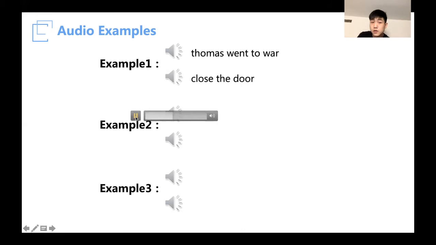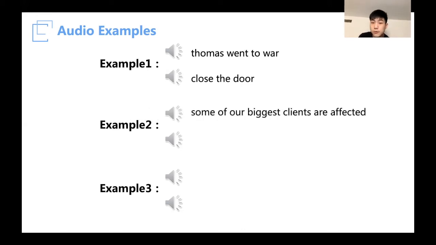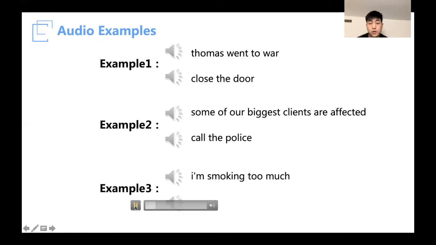And example 2. Some of our biggest clients are affected. Some of our biggest clients are affected, and the adversarial audio: Some of our biggest clients are affected. The recognized result is call the police. And example 3. I'm smoking too much. The original is this, and the adversarial audio: I'm smoking too much. It can be recognized as see you at 5 p.m.